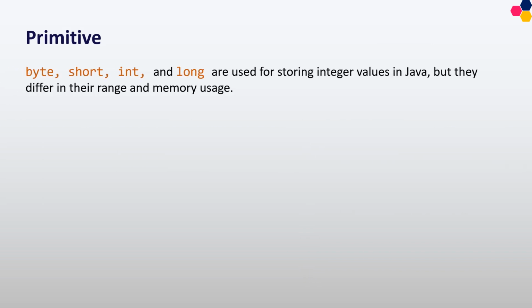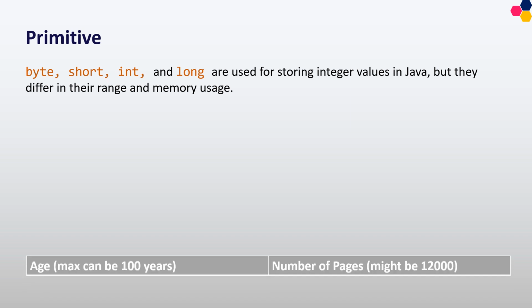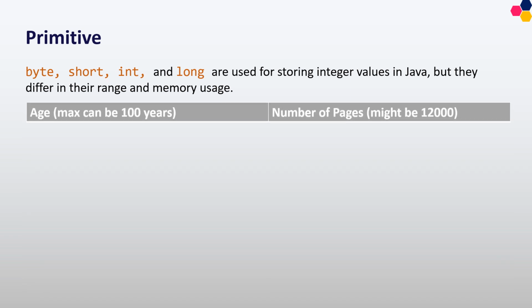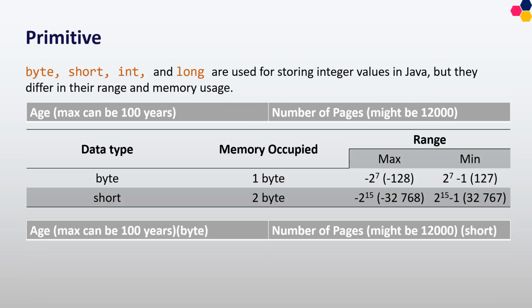Indeed, byte, short, int, and long are used for storing integer values in Java, but they differ in their range and memory usage. Let's examine this with an example. For instance, let's consider the maximum age of a human, which is approximately 100 years. Now think about the maximum number of pages that a typical book might have, let's say 12,000. Keep in mind that in the background, Java allocates 1 byte for a byte data type variable and 2 bytes for a short data type variable.